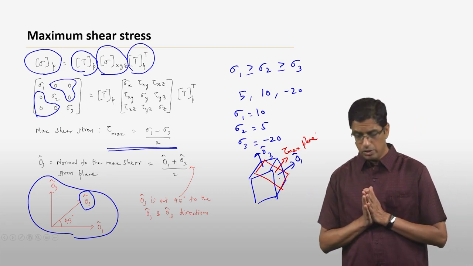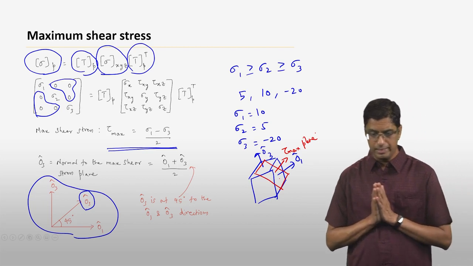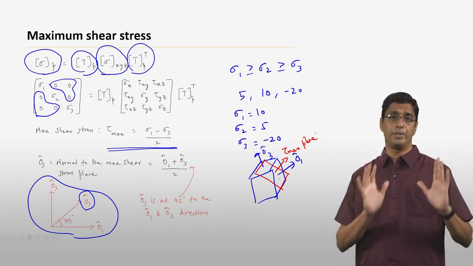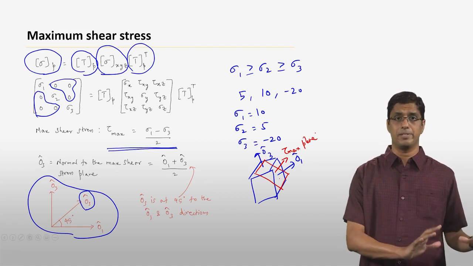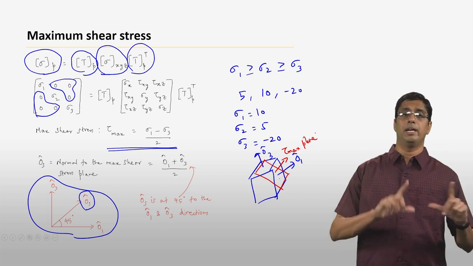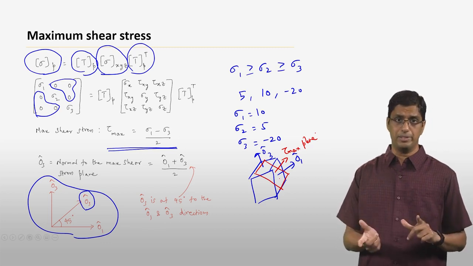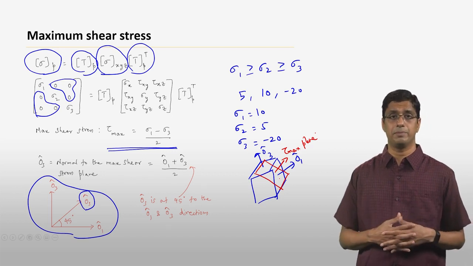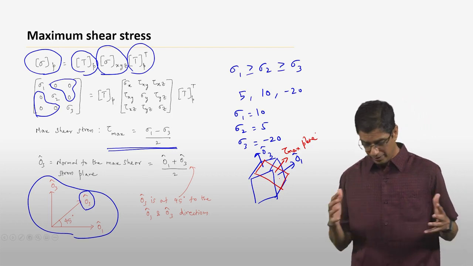I hope this makes the whole picture clear on how we do stress transformations, how we get principal stresses, how we go from the given coordinate system to the principal coordinate system, and how you use the principal coordinate system to find the plane on which the maximum shear stress occurs. I'll see you in the next class. Thank you.